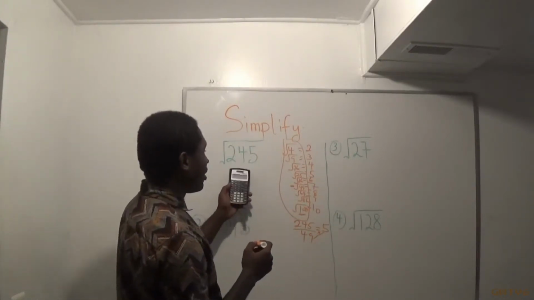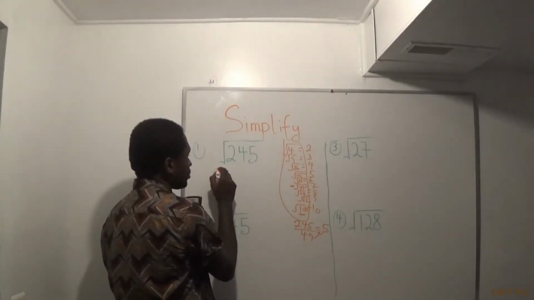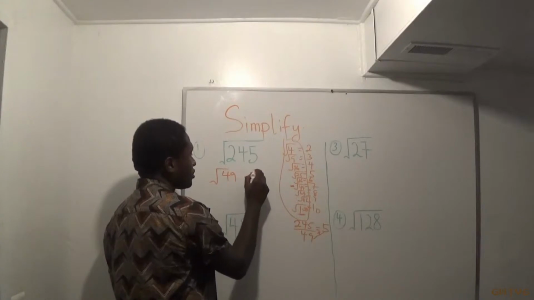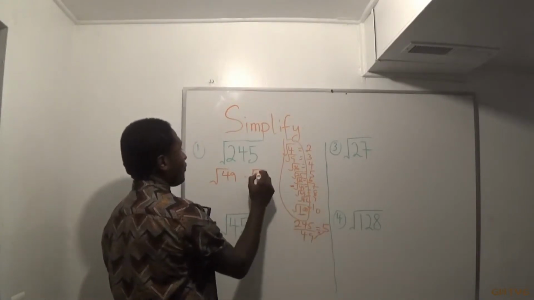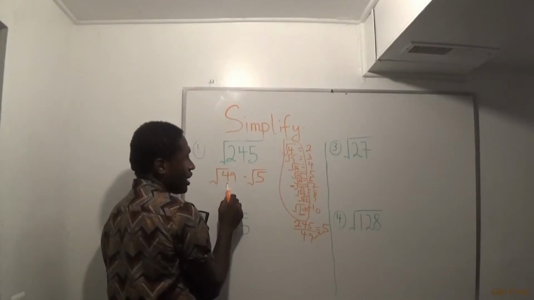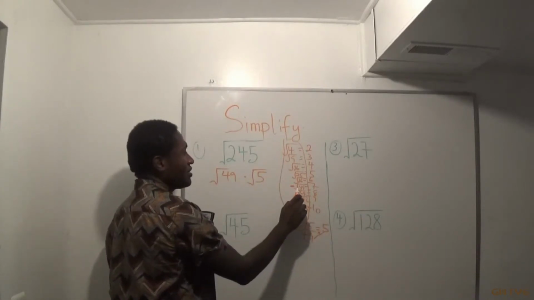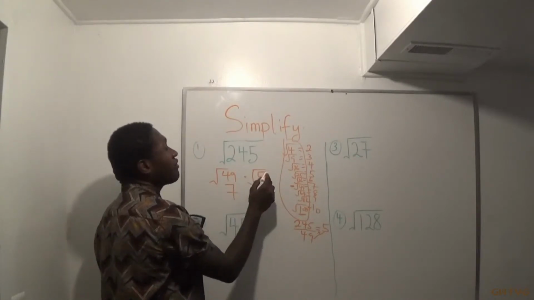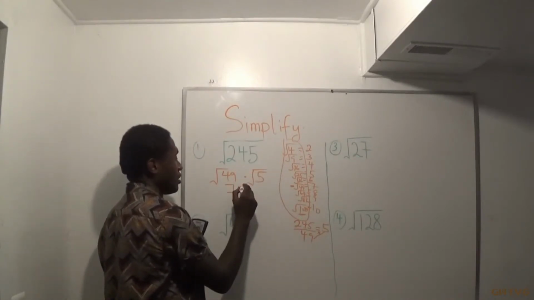So I can break this down to the square root of 49 times the square root of 5. The square root of 49 is 7. The square root of 5, there's no whole square root of 5, so I'll just bring that down.